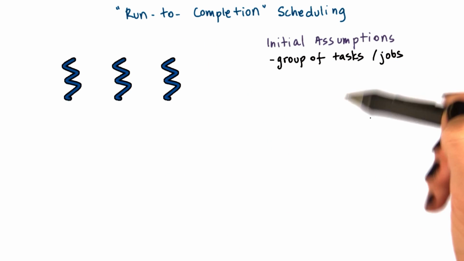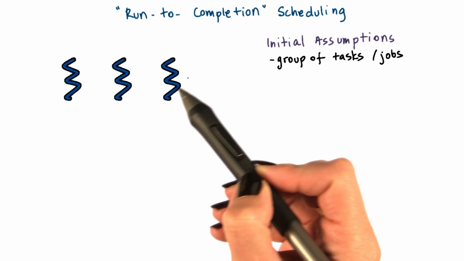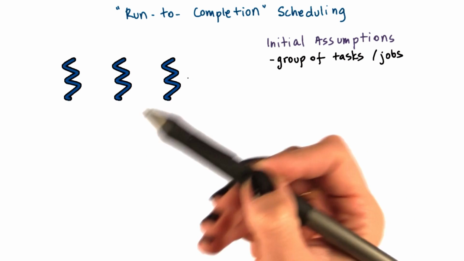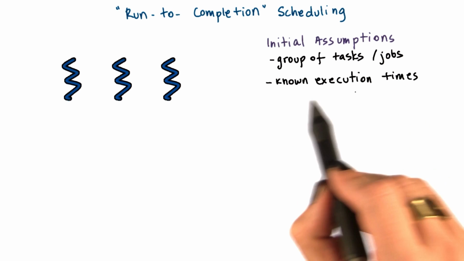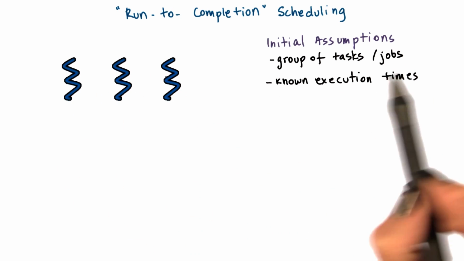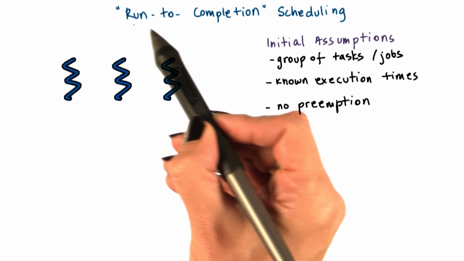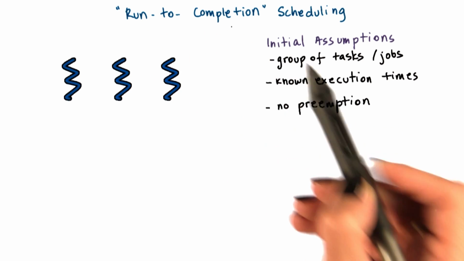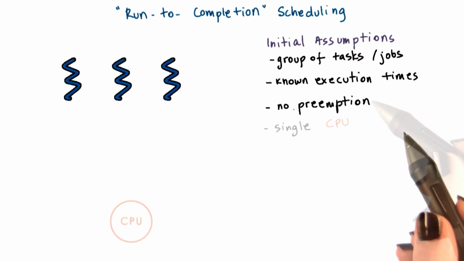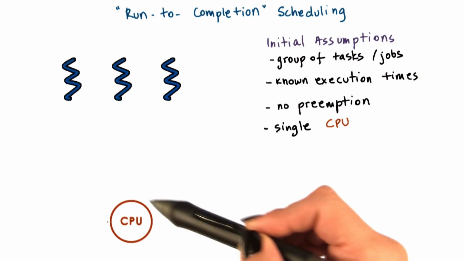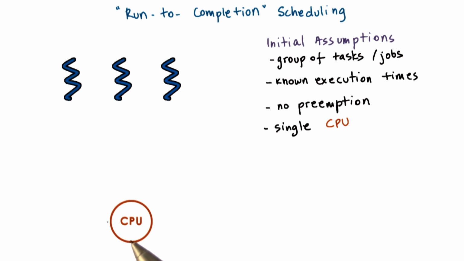Let me list first some of the initial assumptions we will make. We will consider that we have a group of tasks that we need to schedule. I'll refer to these also as threads and jobs and similar terms. Let me also, to start with, assume that we will know exactly how much time these threads need to execute. So there will be no preemption in the system. Once a task starts running, it will run to completion. It will not be interrupted or preempted to start executing some other task. And also, to start with, let me assume that we only have a single CPU. We will relax these requirements further as we go through this lesson.